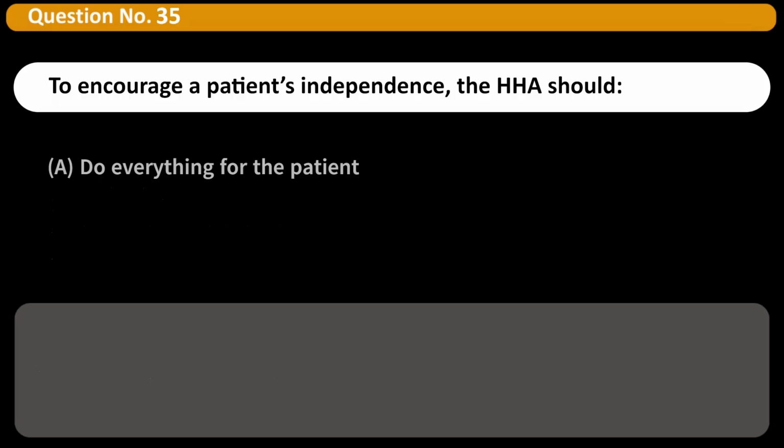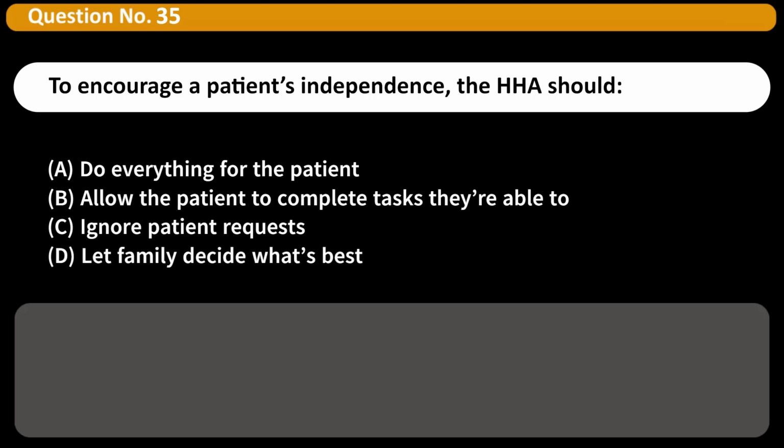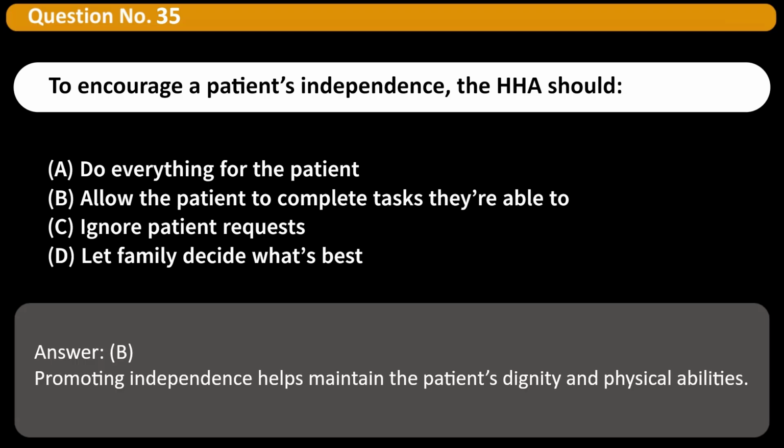To encourage a patient's independence, the HHA should: A. Do everything for the patient. B. Allow the patient to complete tasks they're able to. C. Ignore patient requests. D. Let family decide what's best. Answer B. Promoting independence helps maintain the patient's dignity and physical abilities.